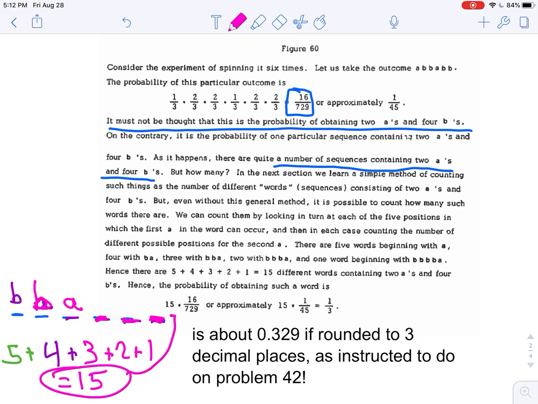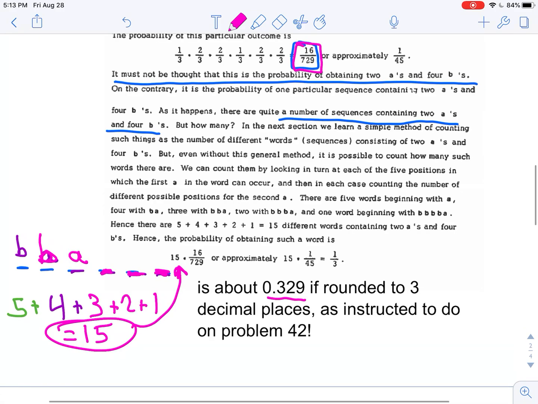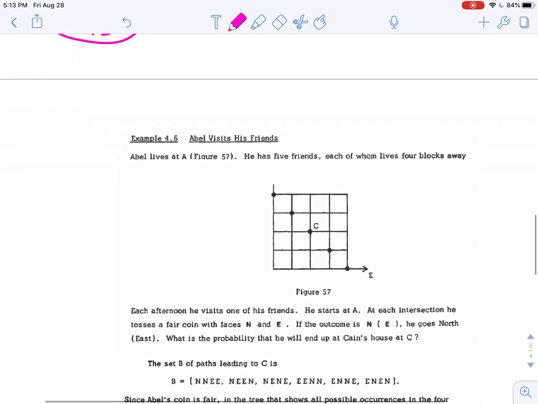Boys and girls, what this means here is that I'm going to take that probability of that one particular outcome I had up here, the 16 over 729. I'm going to multiply 15 times 16 over 729. And on the similar problem, which was exercise 42, I said you're asked to provide the best approximation to 3 decimal places. If I did that on this problem, it's 0.329. As you can see, the old text would say, oh, it's approximately 1/3. No. Give a 3-digit decimal representation as you go to do exercise 42, please.